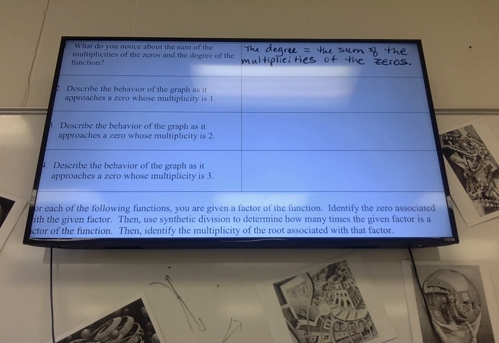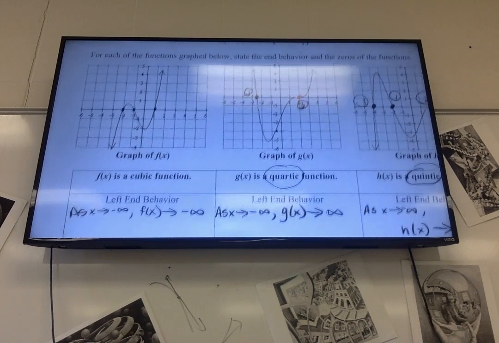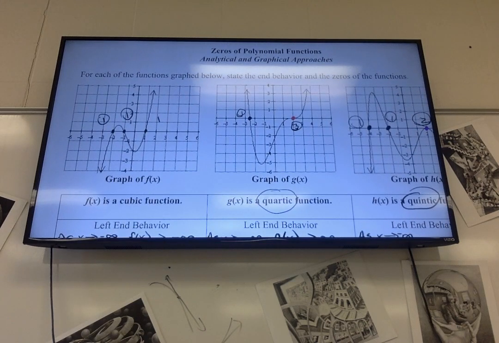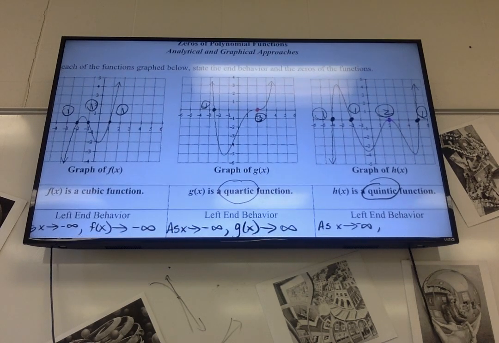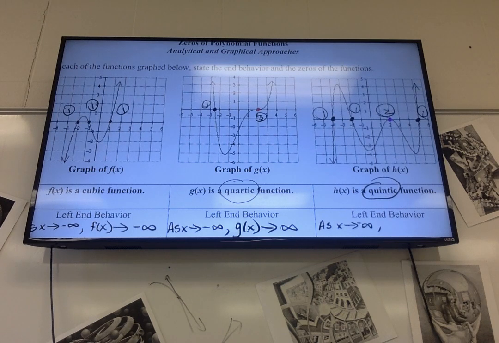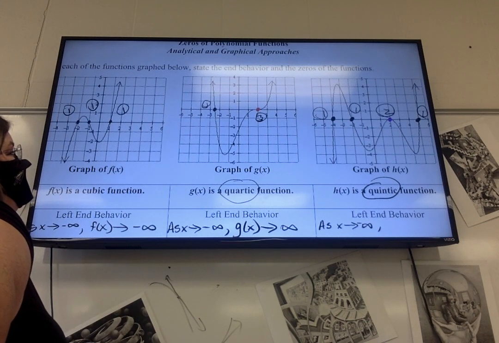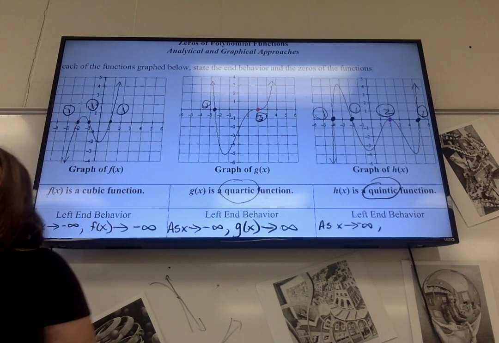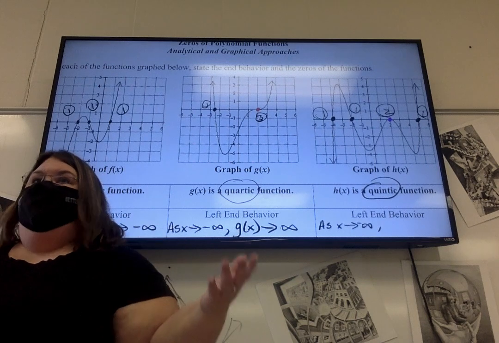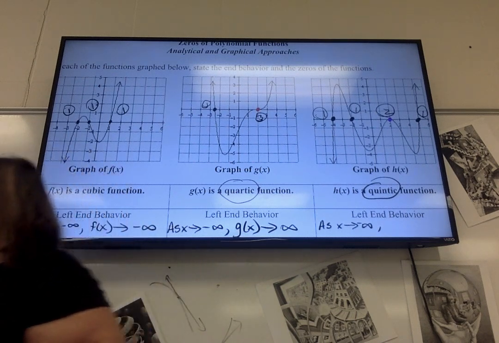Okay, describe the behavior of the graph as it approaches a zero whose multiplicity is 1. So all of these black dots had a multiplicity of 1. What happens on the graph if they have a multiplicity of 1? They just go straight through it. They don't do that bounce that we talked about. There's no bounce. It just goes straight through it.